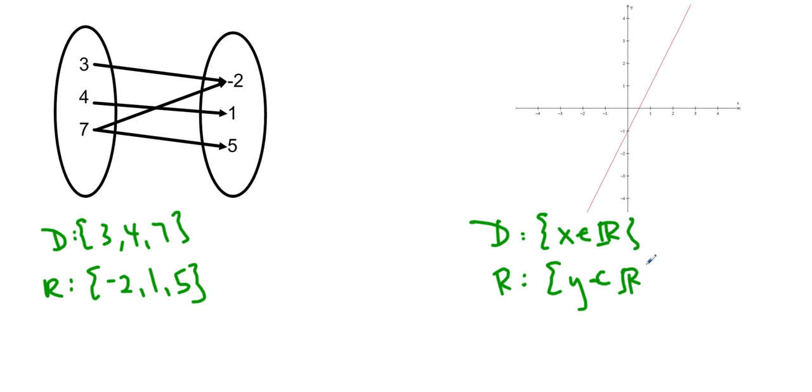Okay, so we just talked about what a function is, we talked about the vertical line test and no repeating x values, and then we talked about how to find domain and range.